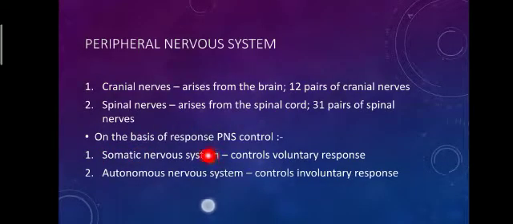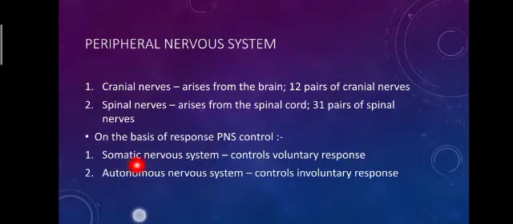On the basis of response, the peripheral nervous system controls in two ways. First is the somatic nervous system. Somatic nervous system means what? It controls the voluntary response of the body. Voluntary response means the responses which happen according to our will. So that is the meaning of voluntary response. Mostly they include the activities of muscles.